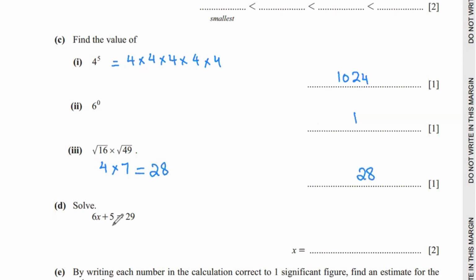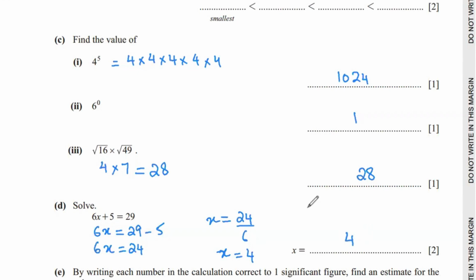Then it says solve 6x plus 5 equals 29. So first we move 5 to the other side. So 29 minus 5, which is 24. So x would be 24 divided by 6, which is equal to 4.